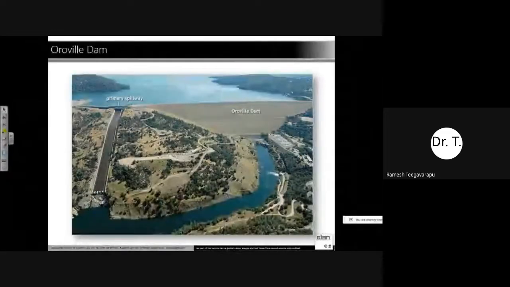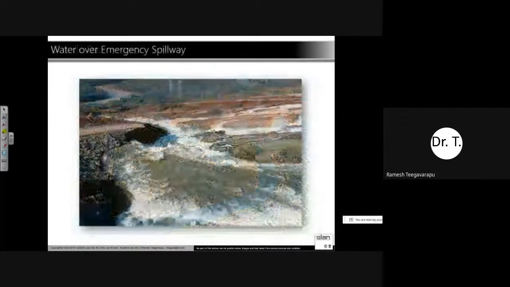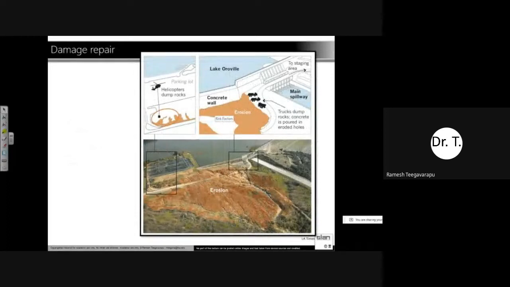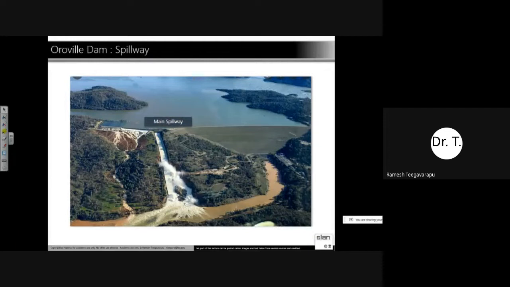So this is your dam, and then you have the principal spillway, and this is where the water started gushing out over the emergency spillway. They tried to repair it. There is a significant amount of erosion, and they tried to use some kind of immediate measures, but that was not helpful.